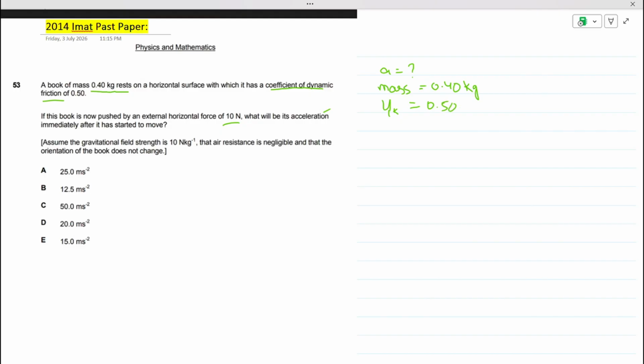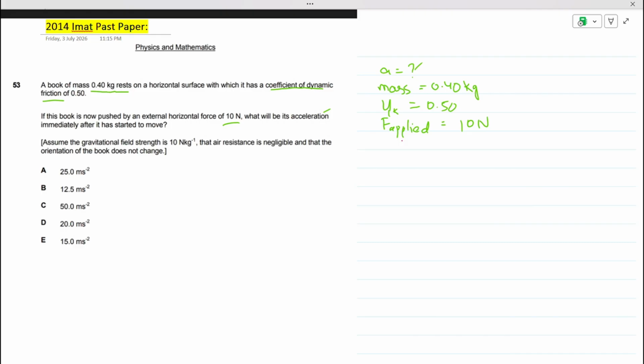And then what else is given to us? An external force. External force means applied force is given to us, which is 10 Newton, right? They have asked us to find this acceleration, so now we have our data. Now see, they have given us mu k, the coefficient of dynamic friction, so we must write here the formula for friction.